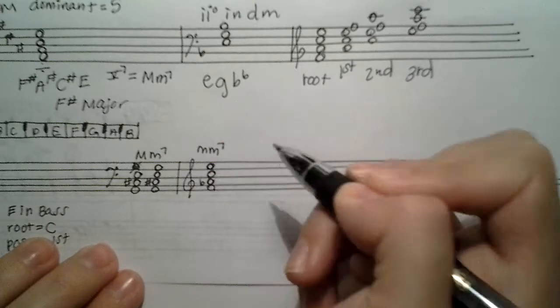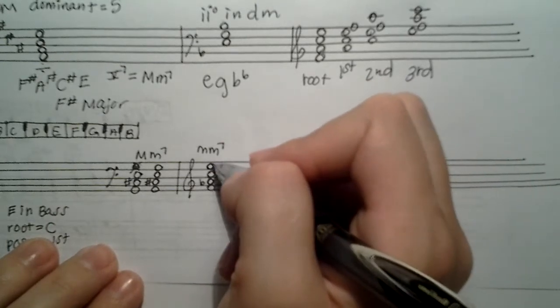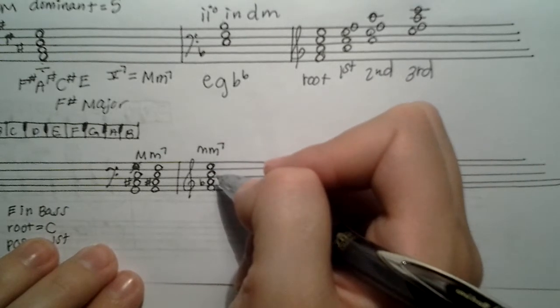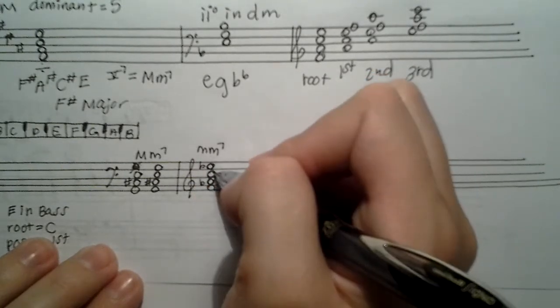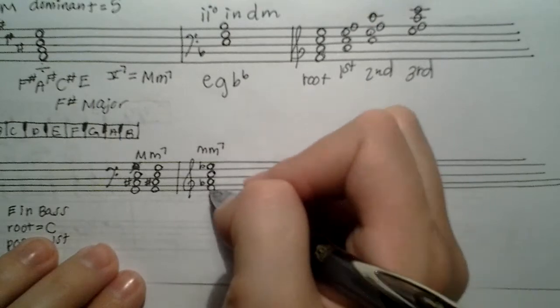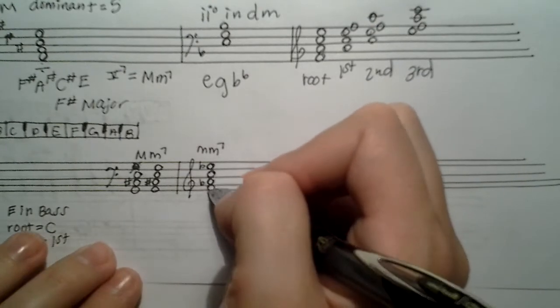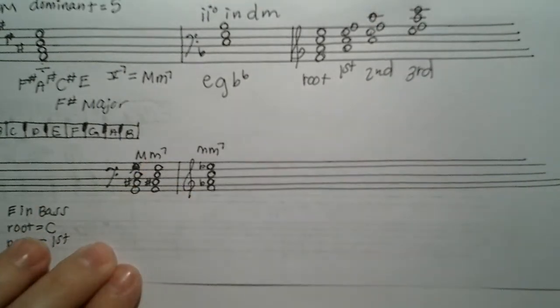So if we add a seventh on top of this, C to E is major and we need a minor 7 on top. So therefore we need to lower this E so that it's C to E flat. So here we have a minor 7.